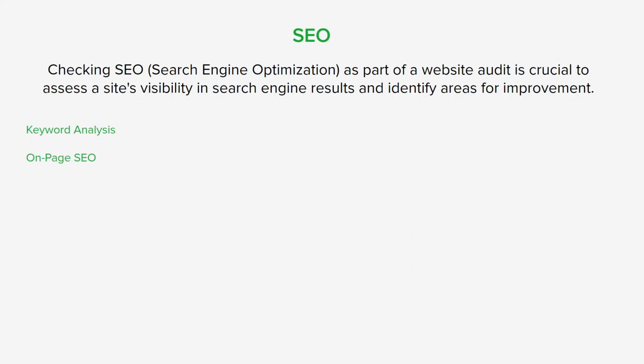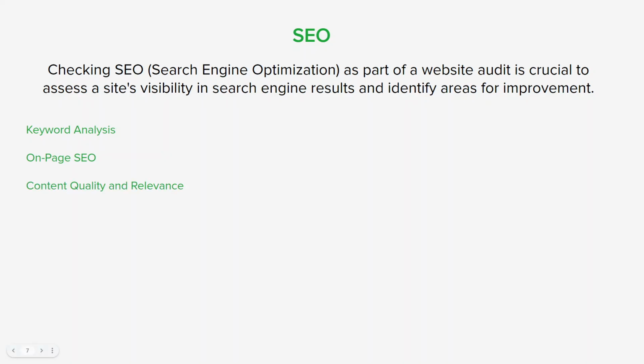Next up is on-page SEO, and this is basically assessing the SEO elements, including things like title tags, meta description, header tags, so like H1, H2, H3, and alt attributes for images. You want to ensure that each page has a unique and descriptive title tag and meta description as well, and you want to confirm the header tags are used to structure content logically and contain relevant keywords.